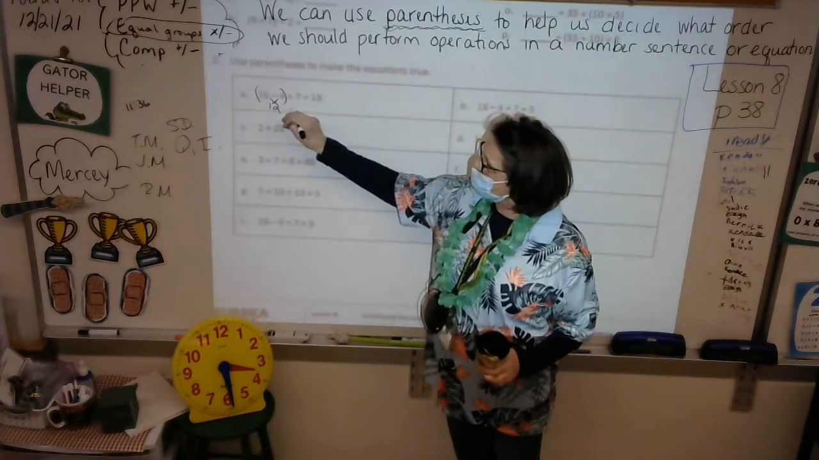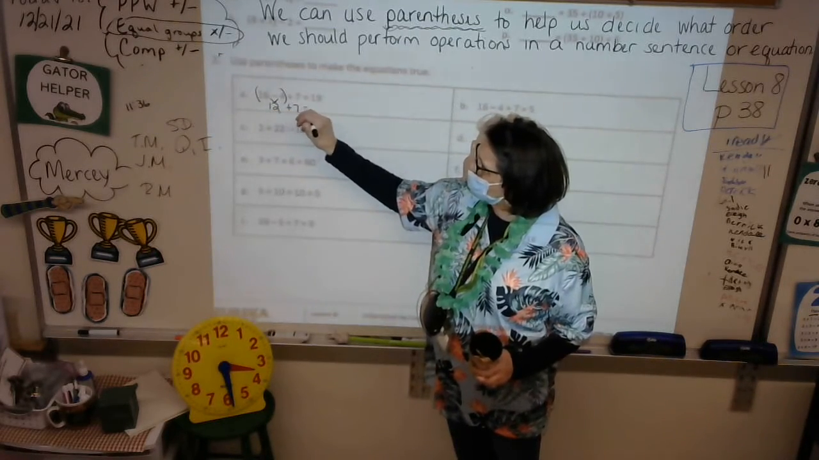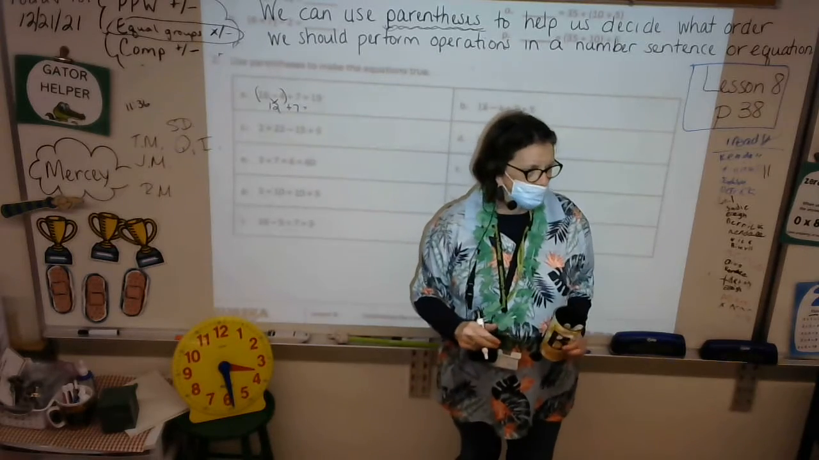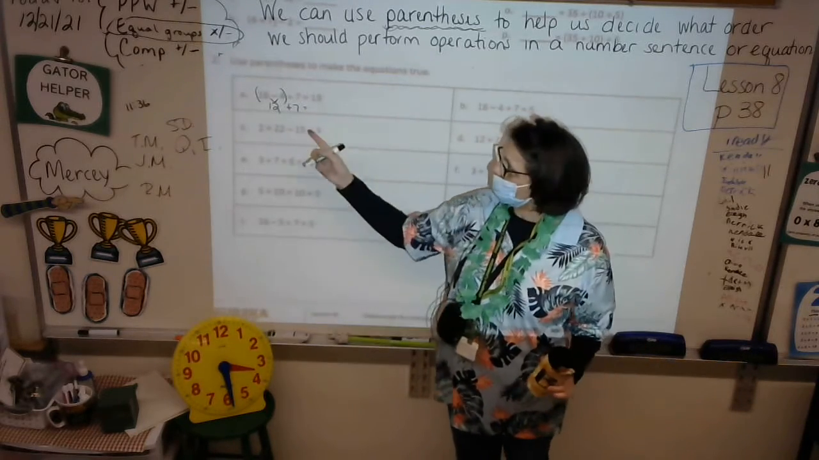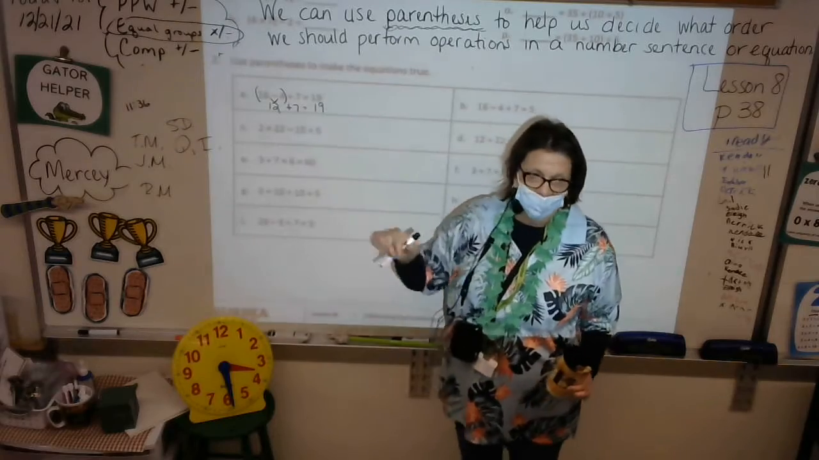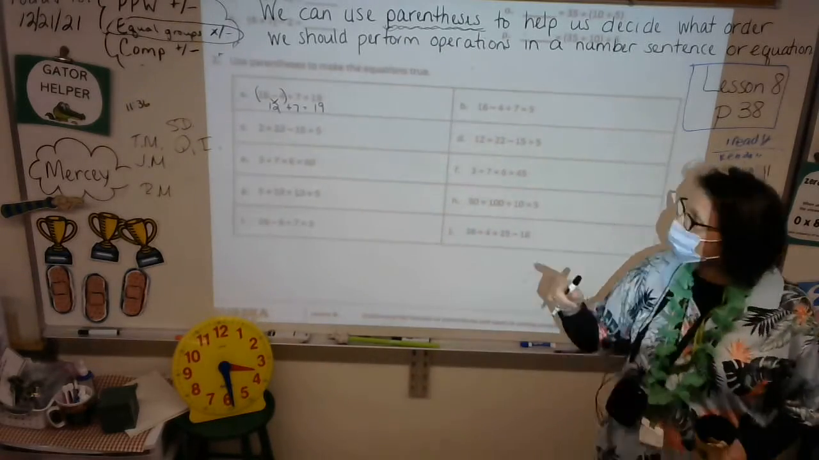Okay, and then I've still got to add my 7, so I'm going to bring plus 7 down. Is 12 plus 7, 19. Oh, guess what? I did it right the first time. Yay. Go ahead, Ellie. Well, let's look at this one then.